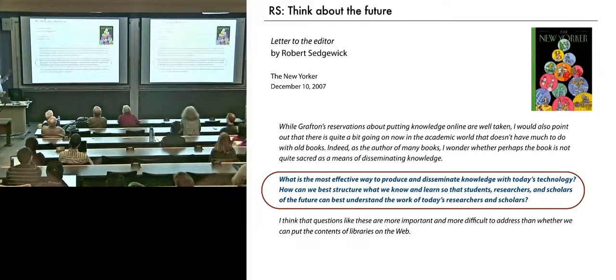And I'd say it's fine that we might have to worry about old books, but there's really a lot going on that doesn't have anything to do with old books. And really what we need to be thinking about is this question. What's the most effective way to produce and disseminate knowledge with today's technology? How can we best structure what we know and learn so that students, researchers, and scholars of the future can best understand what we're doing today?